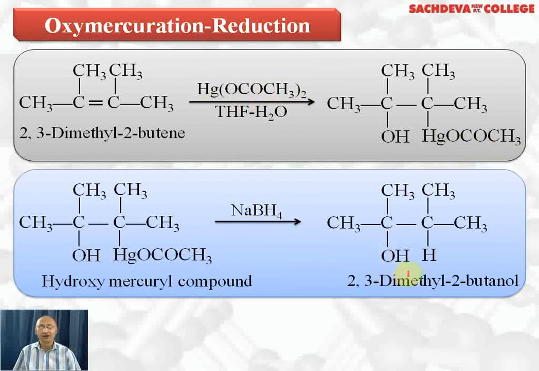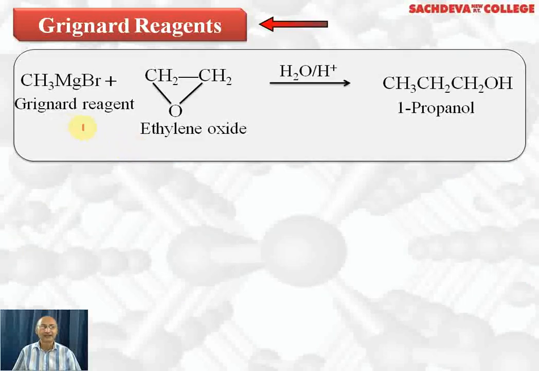So we get 2,3-dimethyl-2-butanol. Overall, you can remember the reaction is taking place according to Markovnikov's rule. So if this question comes in an entrance exam, you will decide the product on the basis of Markovnikov's rule. We are getting 2,3-dimethyl-2-butanol.